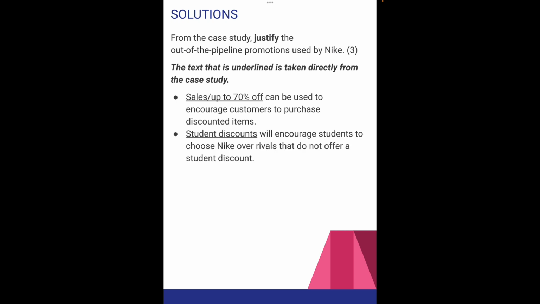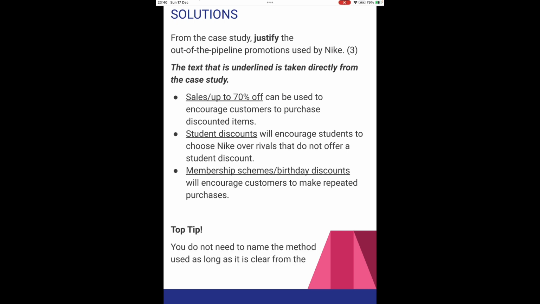And again, the text that's underlined here is text that I have taken directly from the case study. So it makes reference to the fact they've got sales or they've provided up to 70% off, and that can be used to encourage customers to purchase discounted items. The student discounts encourage students to choose Nike over rivals that do not offer a student discount, and the membership schemes will encourage customers to make repeated purchases.